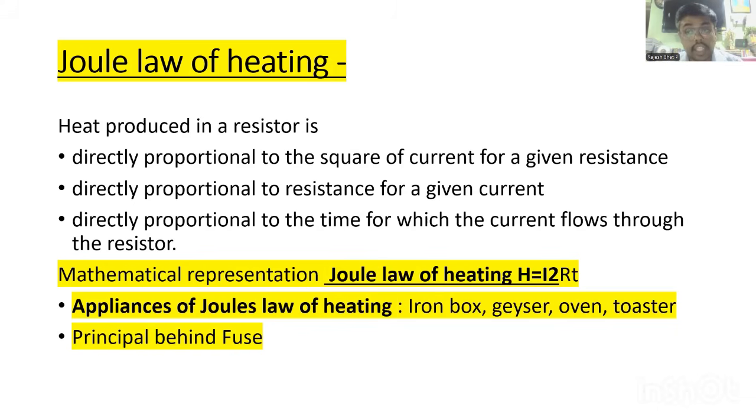And applications, they will ask you to write 2 applications of Joule's law of heating. So iron box, geyser, oven, toaster, anything, any appliances which will give you heat. Heating devices, devices that produce heat. Iron box gets heated, geyser heats, oven we use to heat, toaster we use to heat. These are called heating devices. All the heating devices, the basic idea behind them is Joule's law of heating.